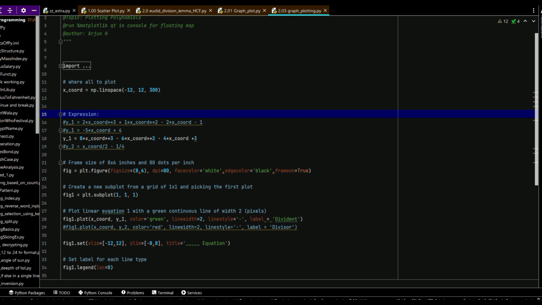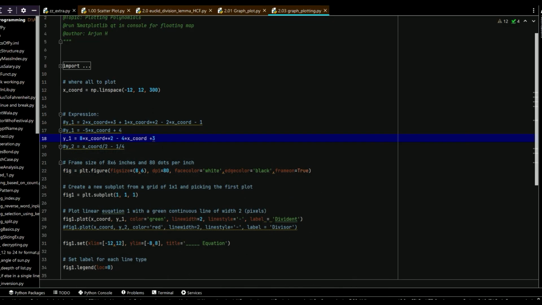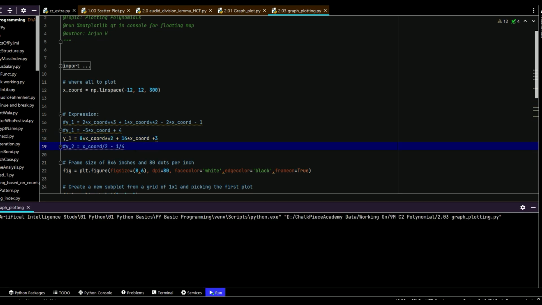Where is, yeah, we have it over here. We don't have a cube term. Just a second, let me type in the equation. We have an 8. We have 8x square. Then what else? 8x square plus 14x plus 3. So that is my modified plus 3. Yeah, modified version of the polynomial.